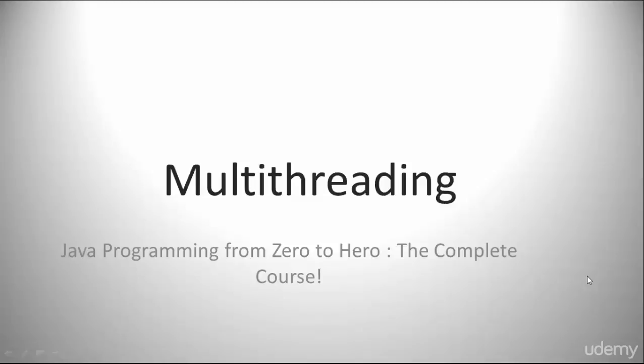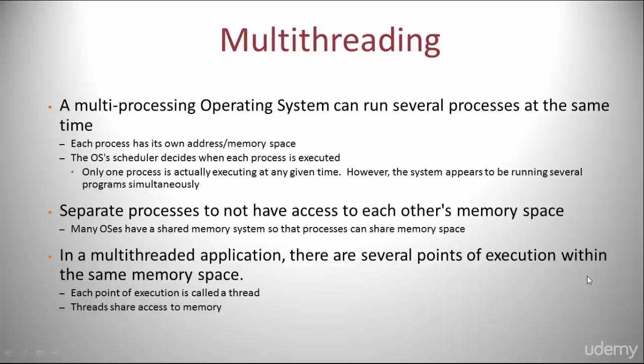Now I will be moving on to take a look at multi-threading. Multi-threading is a multi-processing operating system which can run several processes at the same time. Each process has its own address and memory space. The OS's scheduler decides when each process is executed.